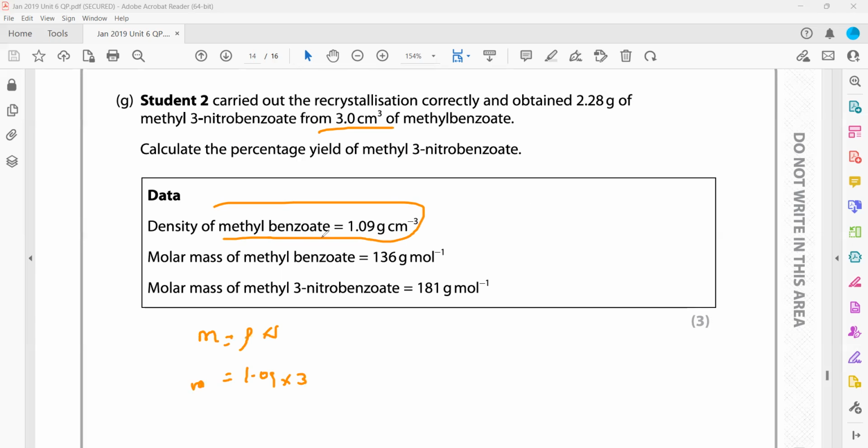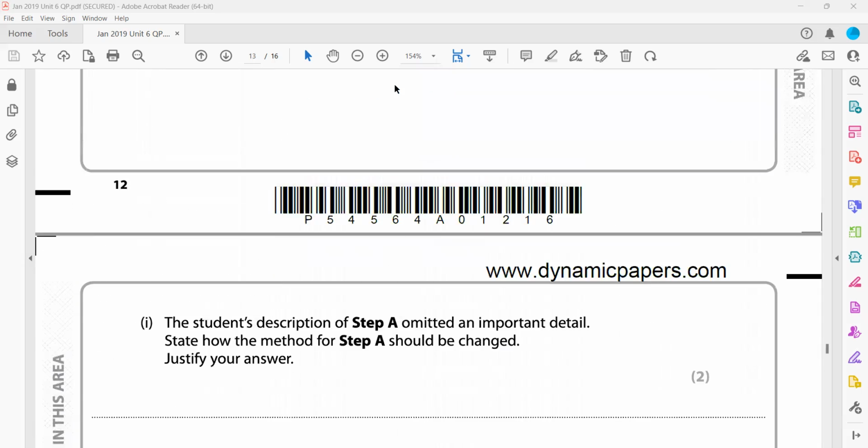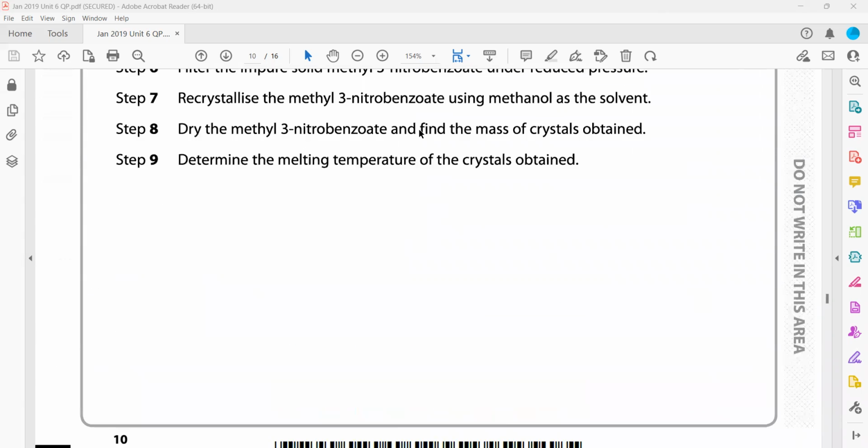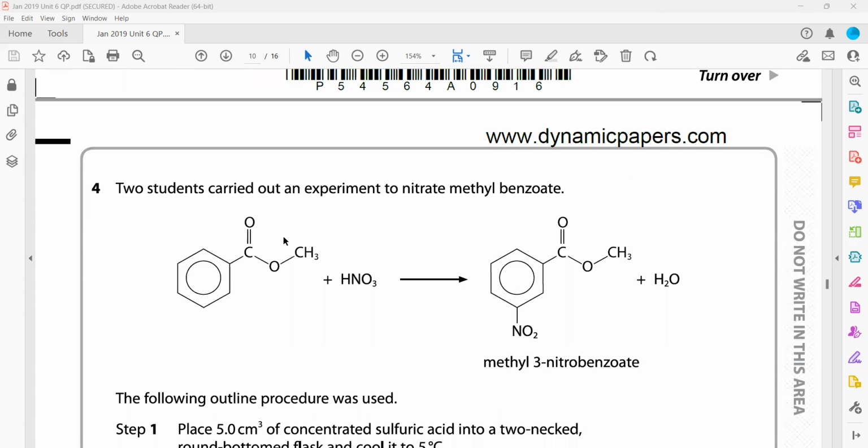This will give us the mass of methyl benzoate, which, when you multiply, is 3.27 grams. And then you will take the ratio of the mass of methyl benzoate and methyl 3-nitrobenzoate. Their molar ratio is 1:1 according to moles. So if the ratio is 1:1, it means the mass ratio will be the same as the molar mass ratio. As you can see, 1 mole of methyl benzoate forms 1 mole of methyl 3-nitrobenzoate.